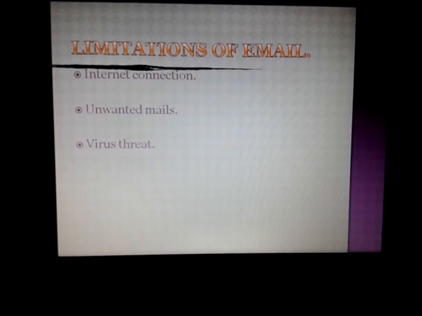The next is unwanted mails. Some junk mails consisting of numerous advertisements can clog your mailbox. Virus threat. Some viruses can be transmitted through email that can cripple your system, that can crash your system. So, all the received attachments, all the received messages must be scanned with a good antivirus program. These were some limitations of email.